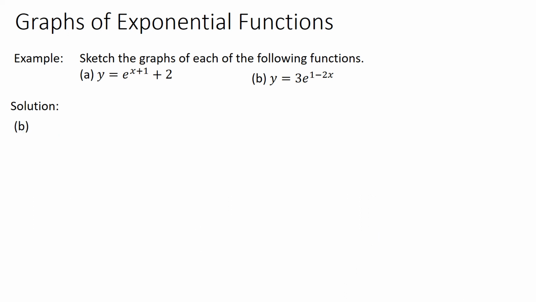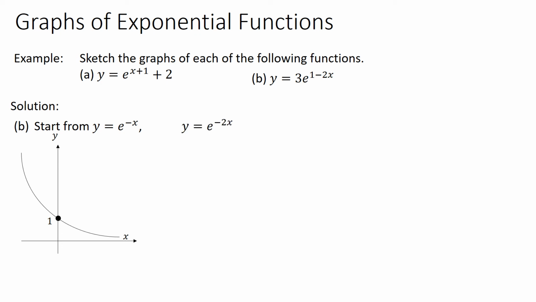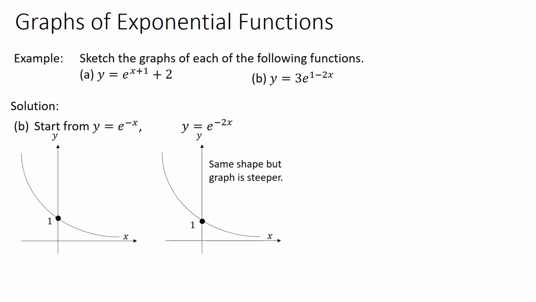Okay, now the solution for B. We'll start from y equals e to the power of negative x. So the graph will look like this, and it cuts the y-axis at 1. Now move on to negative 2x, e to the power of negative 2x. What does it mean? The graph will look the same. The only difference is that the graph should curve up more steeply. Same shape, but the graph is steeper.